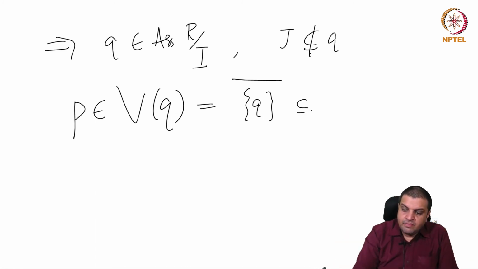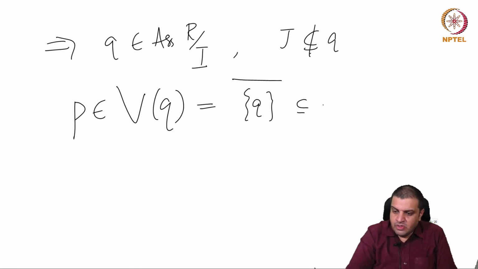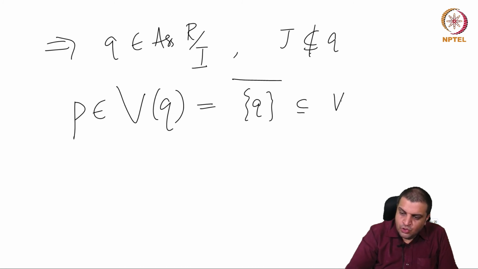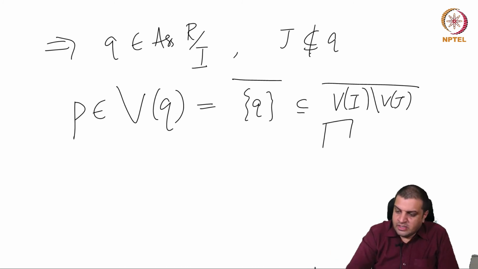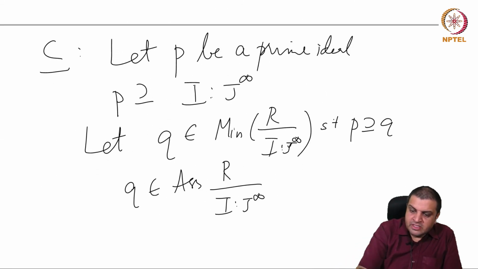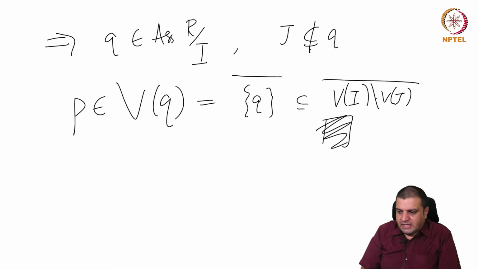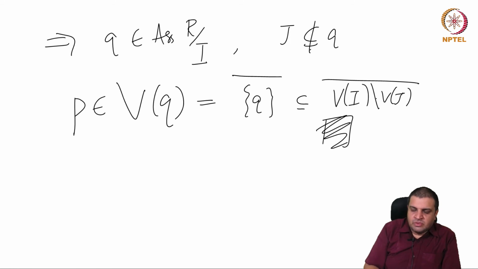But Q is inside V of I and Q is not inside V of J. So the set containing Q is a subset of V of I minus V of J, and its closure therefore is inside here also, and that is what we wanted to prove. An arbitrary P that contained I:J saturation is inside this. One can also rephrase this to study irreducible components of varieties inside K^n, but that would be just restating the same thing.